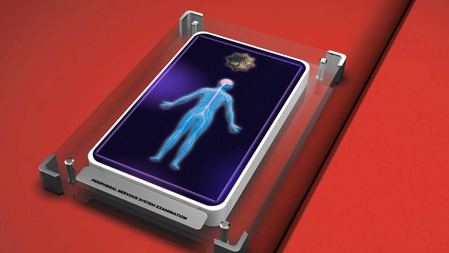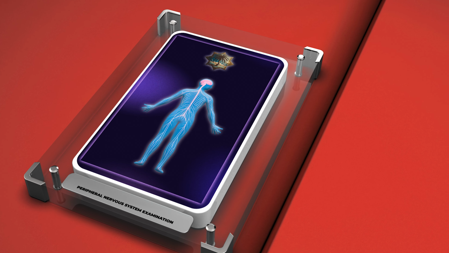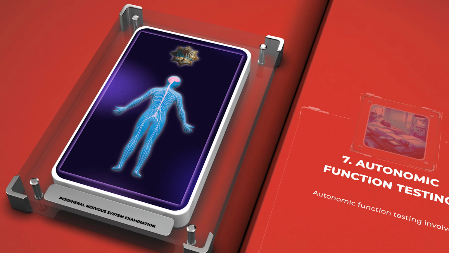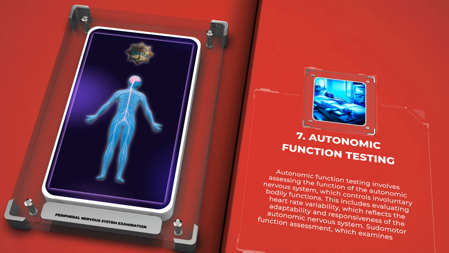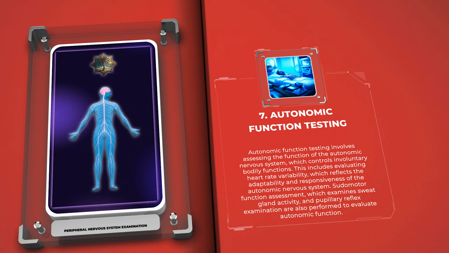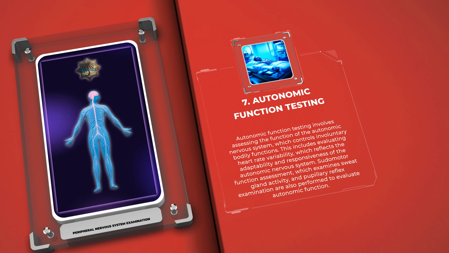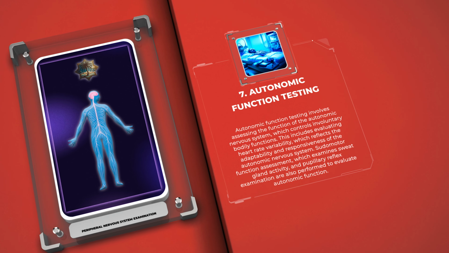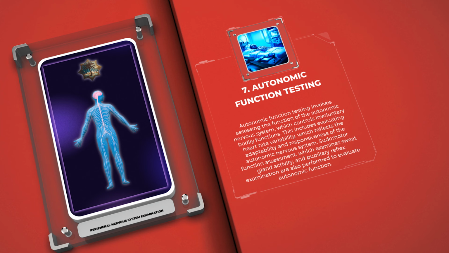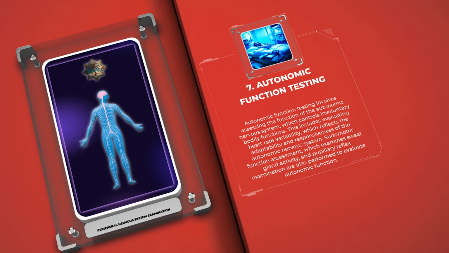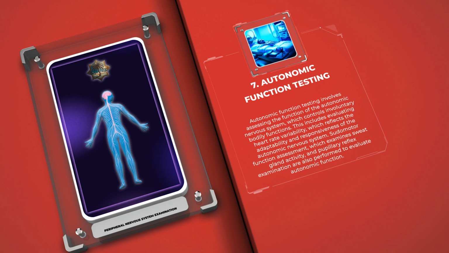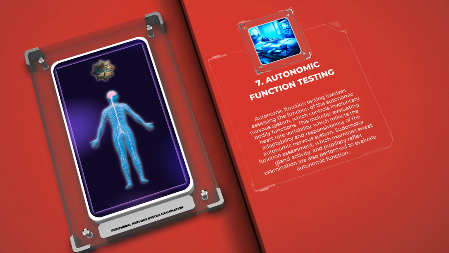Autonomic function testing involves assessing the function of the autonomic nervous system, which controls involuntary bodily functions. This includes evaluating heart rate variability, which reflects the adaptability and responsiveness of the autonomic nervous system. Pseudomotor function assessment, which examines sweat gland activity, and pupillary reflex examination are also performed to evaluate autonomic function.